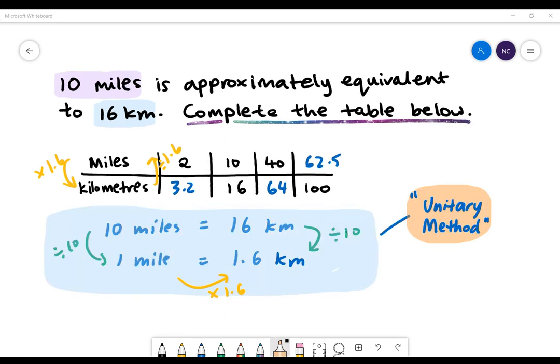What we have used to solve this problem is called the unitary method. Essentially, the unitary method involves finding out what 1 unit equals and then multiplying out to find out how many units you need.